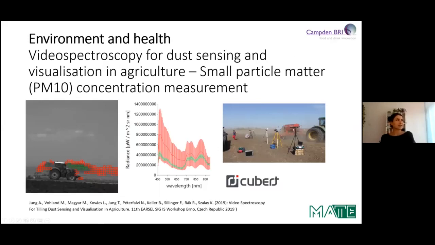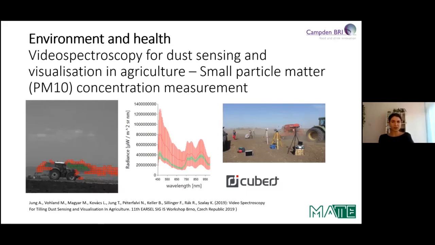In this next experiment, a snapshot video spectrometer has been used to visualize floating dust known as particulate matter. The European Union introduced limits for particulate matter in 2010. PM10 is particulate matter with 10 micrometers or less in diameter, inhalable into the lungs, and thus relevant as risk for human health.